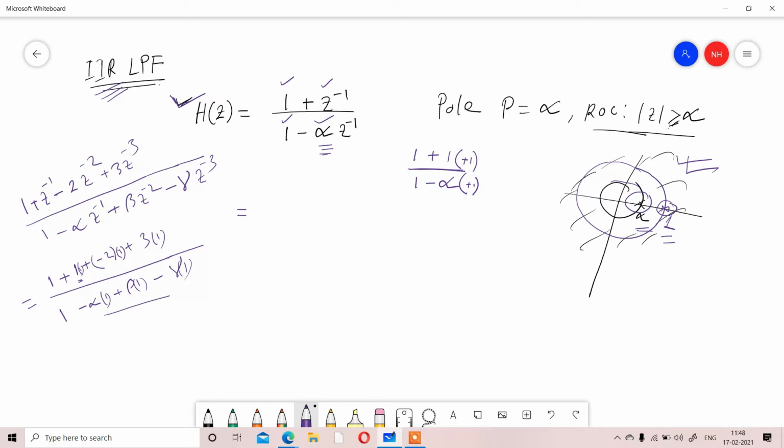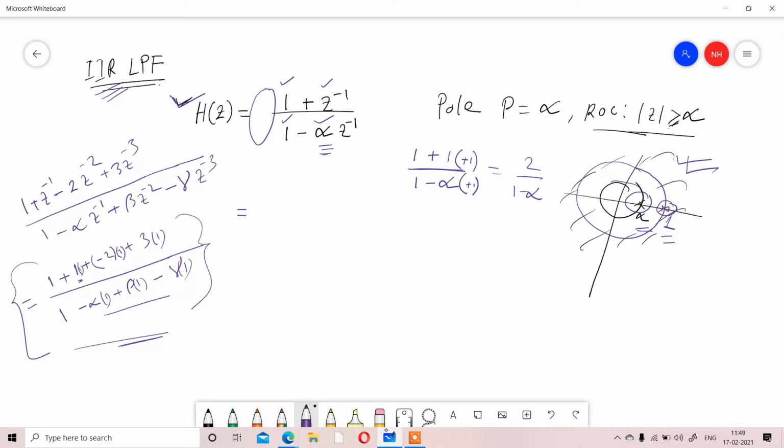Okay, in that way we will choose the DC component. That DC component is needed simply to calculate the normalizing factor, or the normalizing parameter. For that low pass filter, the DC component we are getting is 2 by 1 minus alpha.